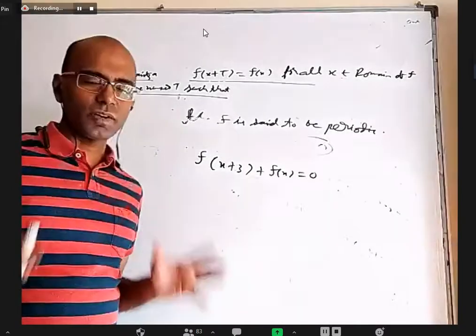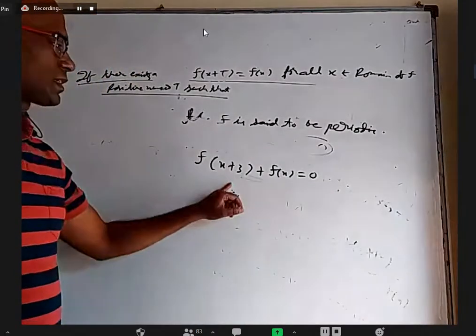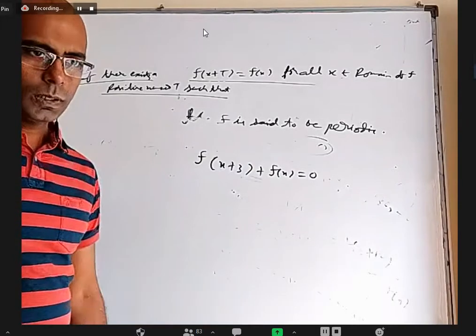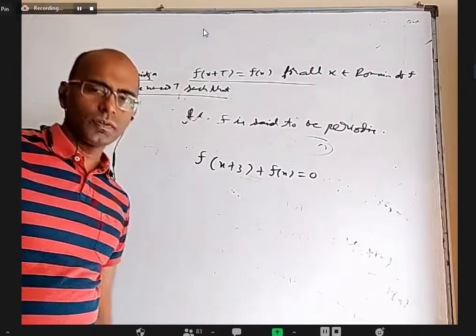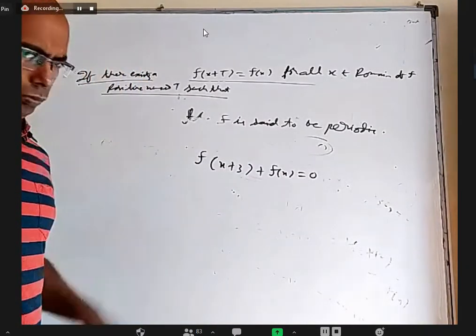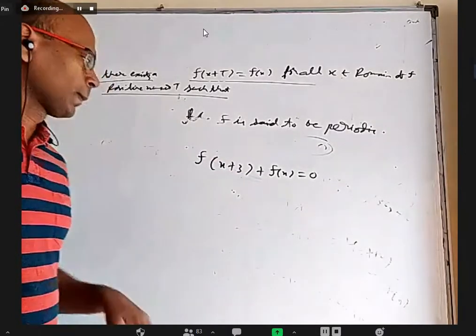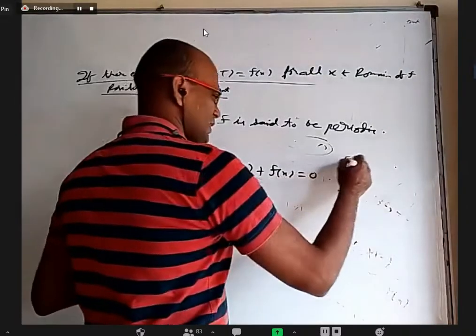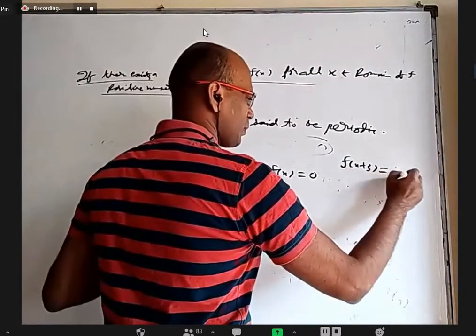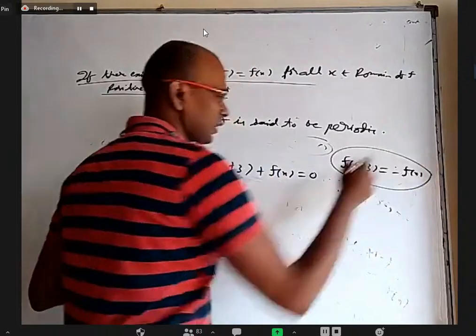Somebody told me that there is a function where f of x plus 3 plus f of x is 0. Then they asked me what is the period of that function. I can tell you graphically what this means. That is basically f of x plus 3 is minus f of x. So I'll give a graphic explanation for that.